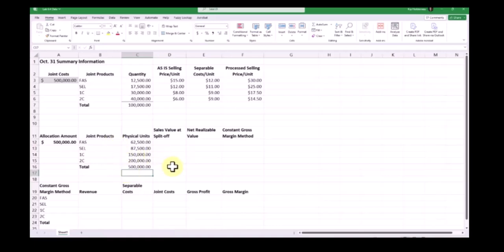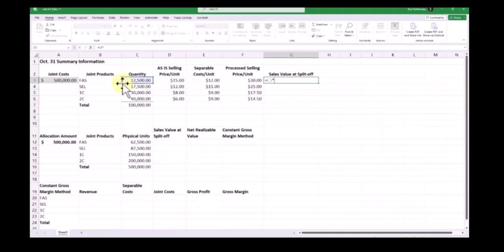The second method we are going to use is the sales value at split-off method. Now this method is very similar to the physical units method. The difference is that the allocations are based on sales value at split-off rather than the production quantity. So that's the total revenue that we could get at the split-off point instead of the total number of board feet. So in cell G2, we're going to enter sales value at split-off, and then we're going to calculate the sales value at split-off by multiplying the quantity of board feet for each product times the as-is selling price, or the price at the split-off point.